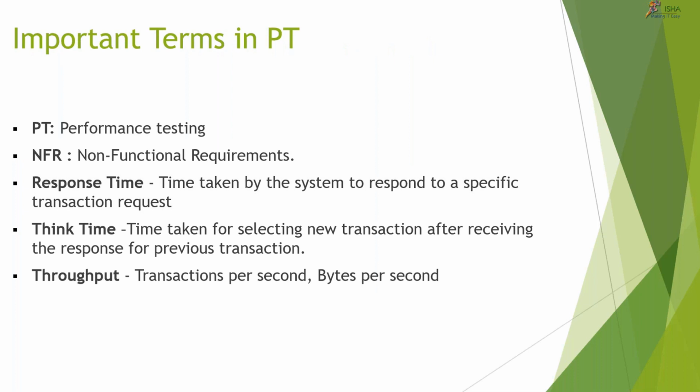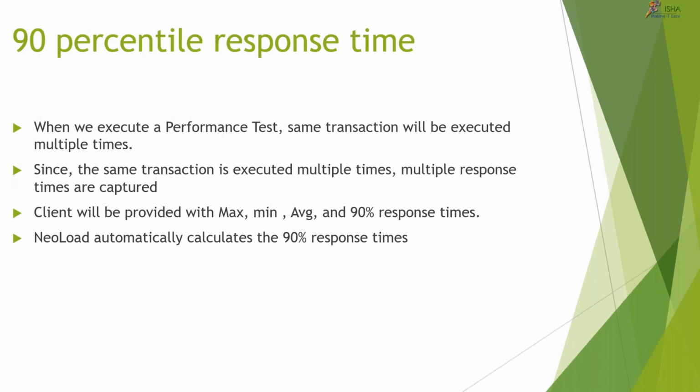Performance testing, non-functional requirements, response time. Response time is just the time taken for the system to respond back, right? Think time is the human thinking time, or the time taken between two different transactions. Pacing is there as well, which is the time taken between different iterations. Throughput is just transactions per second or bytes per second. Total throughput is the total bytes sent and received by the server.